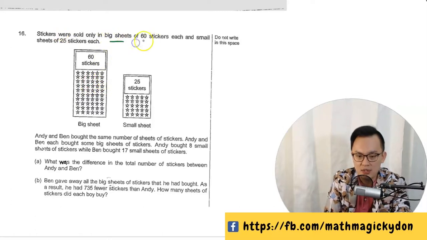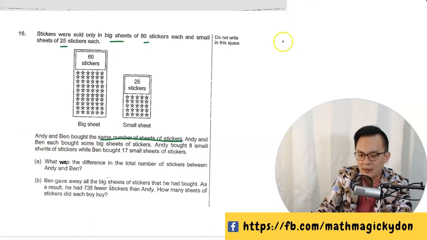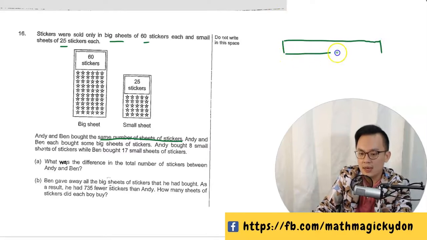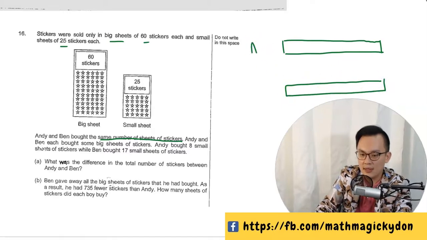So you have big sheets, 60 stickers, small sheets, 25 stickers. Andy and Ben bought the same number of sheets of stickers. Okay, so same number, right? I would draw the same model. So this is Andy, and leave a space. This is Ben.